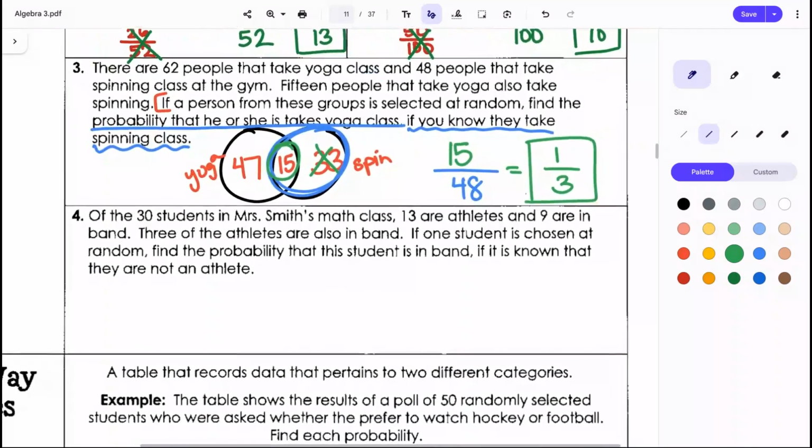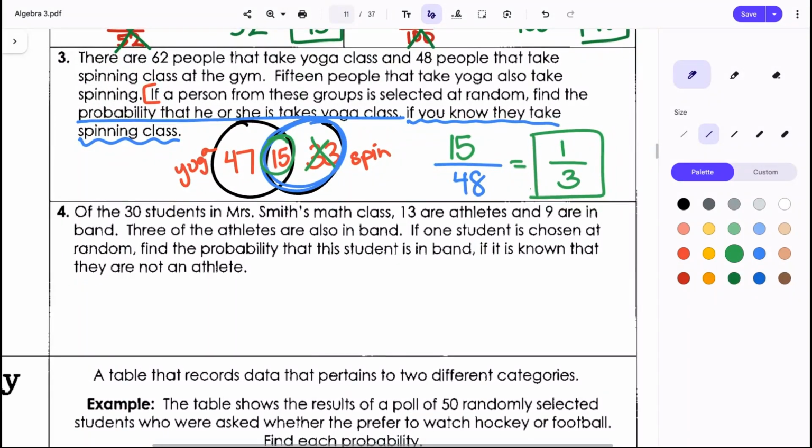All right, let's take a look at number 4. I want you guys to help me set up my Venn diagram here. So I'm going to draw 2 circles, overlap a little bit in the middle there. All right, let's read through it here. It says, of the 30 students in Mrs. Smith's math class, 13 are athletes and 9 are in band. 3 of the athletes are also in band. Let's just stop here and let's digest this information.